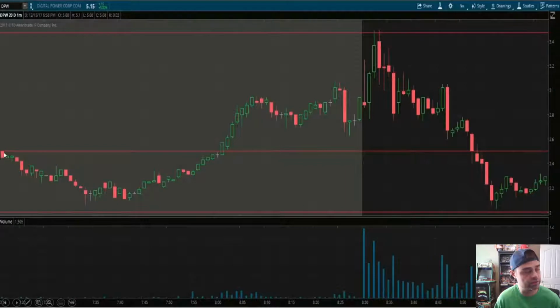If I go back even further, you should have seen the shelf that was built of resistance from before. So I should say support from before, and then resistance. And so that's what we know. When we move back above it, when we come back to that area, if we crack below it, it's going to be a great short opportunity.